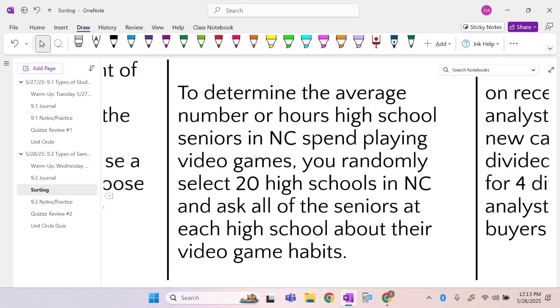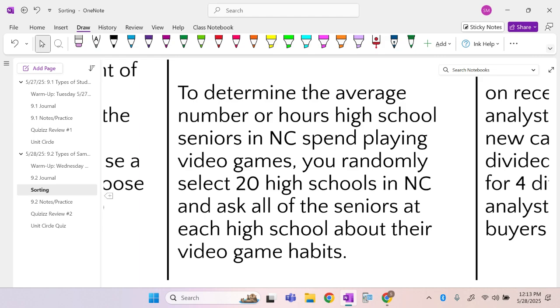Ooh, split again. All right, so I would have guessed y'all will pick between cluster and stratified. The correct answer is cluster. All right, so if you got cluster, you are correct. All right, now here's why it's cluster. So you randomly select 20 high schools in NC. That's where it's cluster. All right, there's no determination of the demographic.